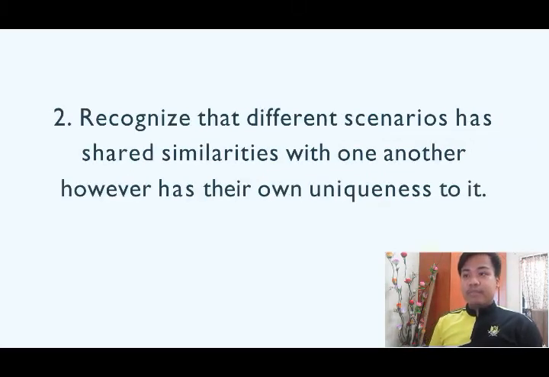And the second benefit is to recognize that different scenarios share similarities with one another, however, they have their own uniqueness. This could be proven by the rules or law. Different cases do not each have a different law or rule. Instead, different cases that are similar apply to one law or rule.